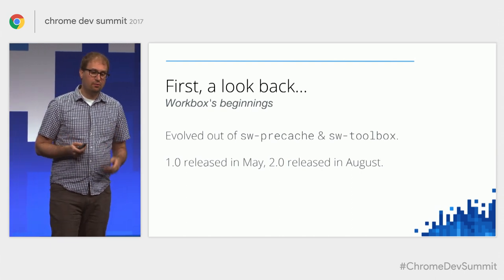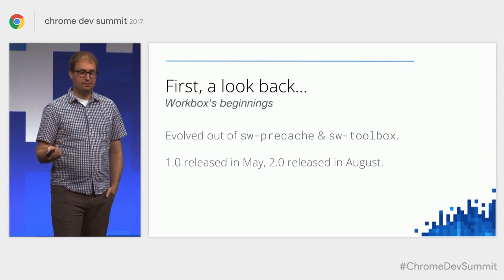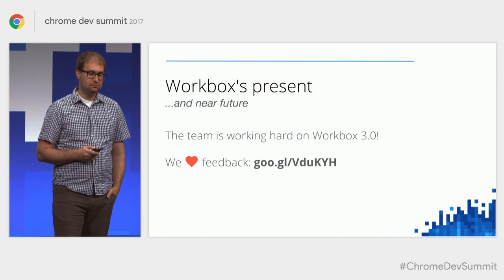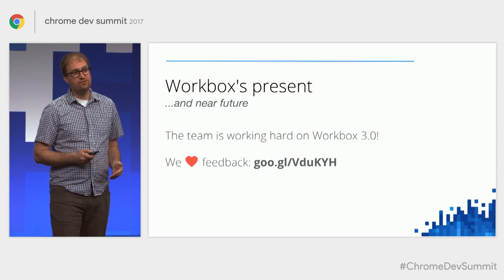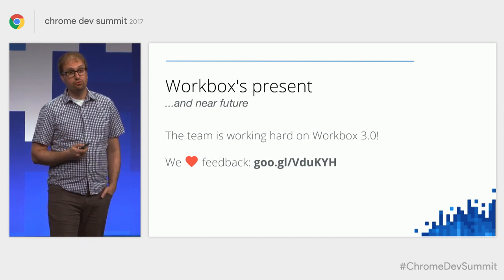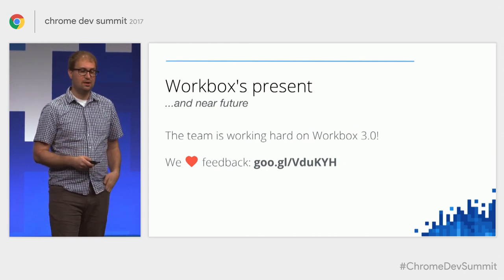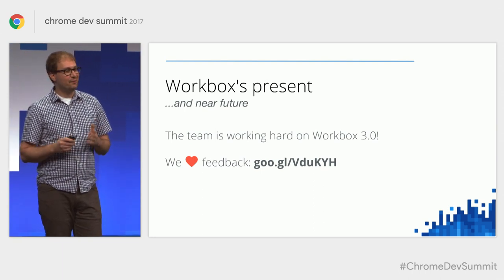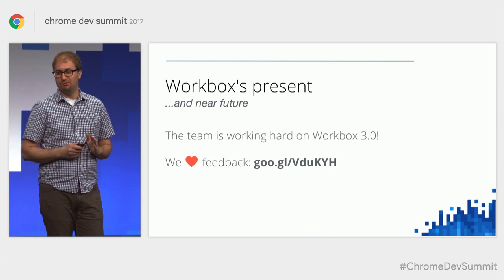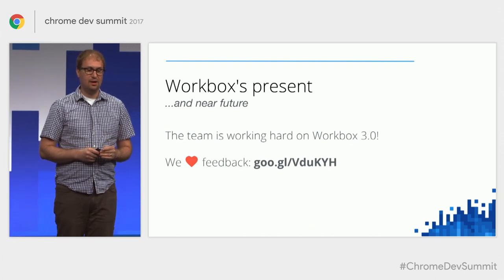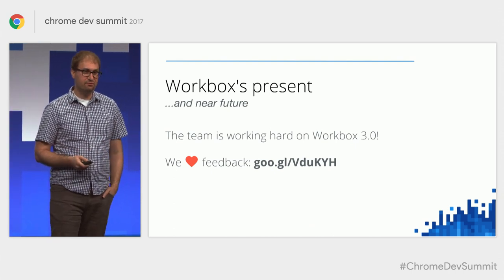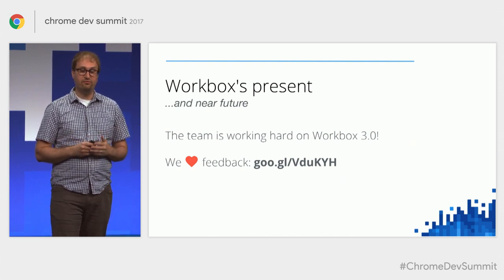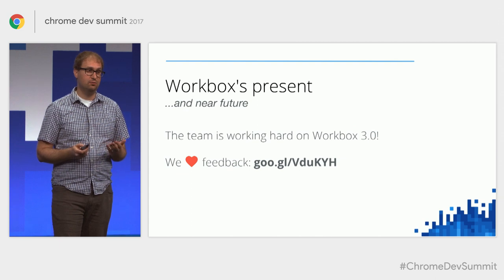And we've been busy. Workbox 1.0 was released back in May at Google I/O, and the 2.0 release came out in August. Since then, our main focus has been on the Workbox 3.0 release. It's not quite ready for developers to use yet, and apologies for that, but I wanted to preview a few of the key features that we're planning for 3.0. And we love your feedback and contributions. It really directly affects what we end up building. You can visit that link on the slide for information on how you could reach out and participate in the community.